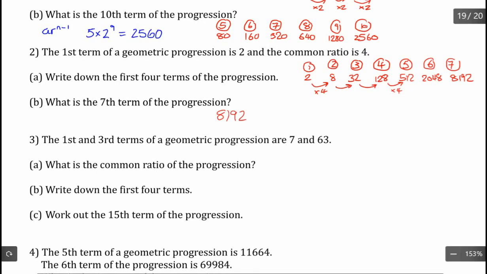If we were to use the nth term rule to do that, the calculation would have been 2 times 4 to the power of 6, which should also give us that. Okay, the first and third terms are 7 and 63.